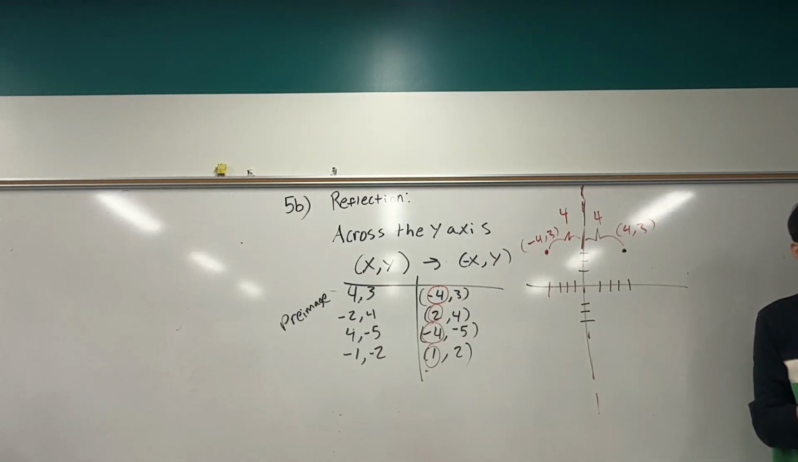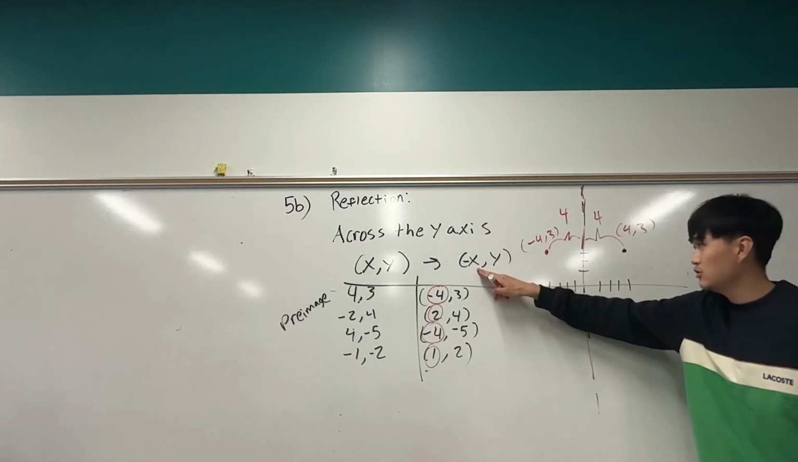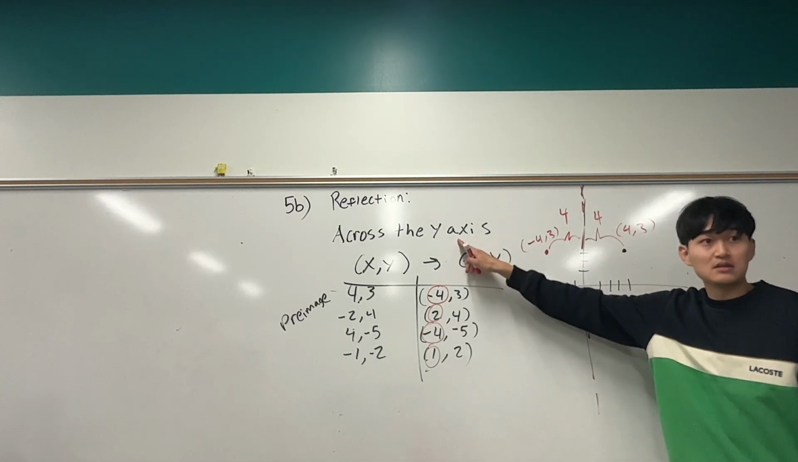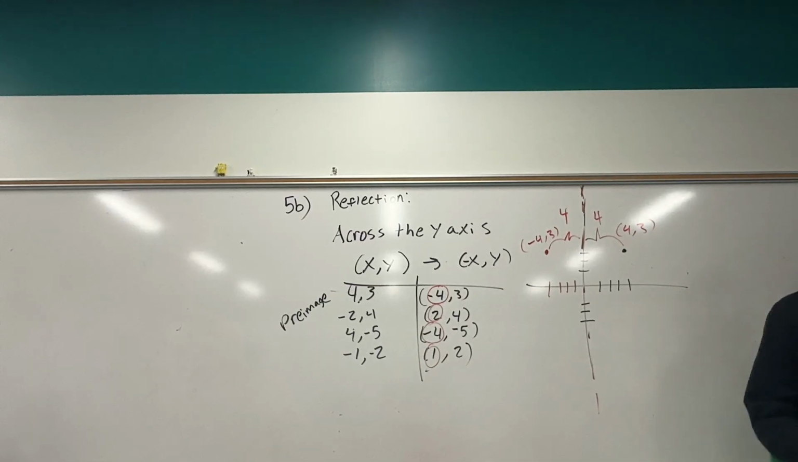Does that make sense? Questions? We're good? Do you understand reflection now? It has to be the same units, okay? Or just use this equation. If you're flipping across the y-axis, just make x negative. That's it.